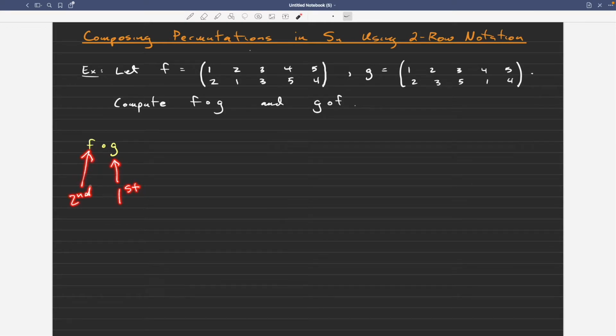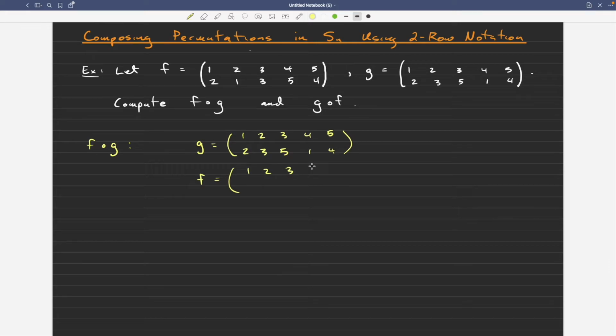So if I do f composed with g, I find it helpful to line these things up vertically. Put g down first: 1, 2, 3, 4, 5, and then 2, 3, 5, 1, 4. Then put f below that: 1, 2, 3, 4, 5, trying to line things up, and then 2, 1, 3, 5, 4, like so. And then f composed with g will be this.